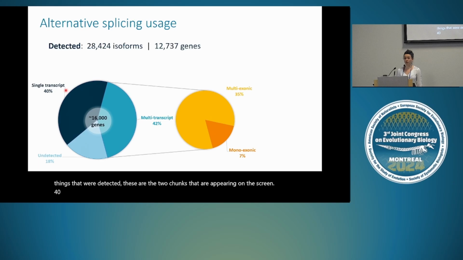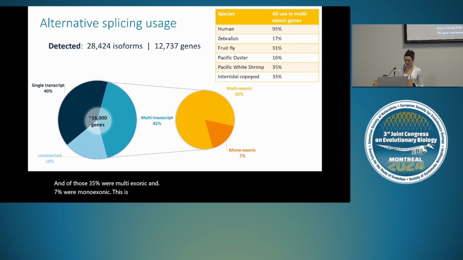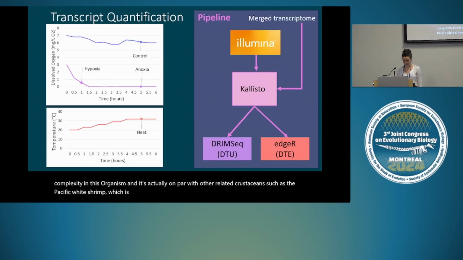And of those things that were detected, these are the 2 chunks that are appearing on the screen. 40% only produced a single transcript, and about 42% produced multiple transcripts per gene. And of those, 35% were multi-exonic, and 7% were monoexonic. This is significant because of the multi-exonic genes within copepods, 35% is actually very elevated for the level of complexity in this organism. And it's actually on par with other related crustaceans such as the Pacific white shrimp, which is actually kind of cool.